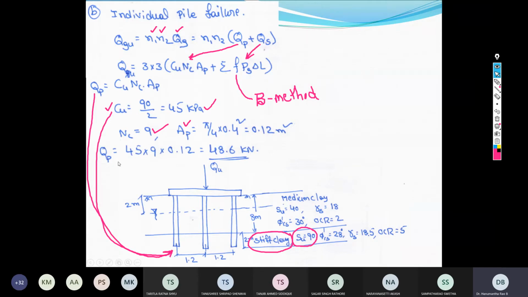So the QP comes out to be 45, that is Cu, multiplied by 9 multiplied by 0.12. So 48.6 kilonewton. Everyone please note down 48.6 kilonewton.